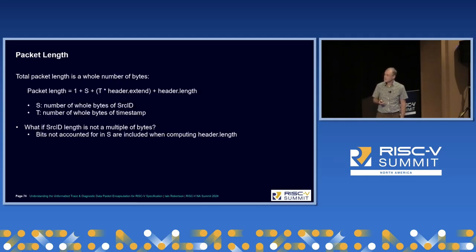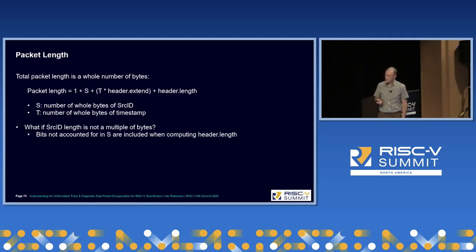Then, the packet length. I mentioned there's a length field in the packet. All the packets after encapsulation are a whole number of bytes in length, and so the total length is based on this expression here. We have a 1, that's the length of the header. S is the number of whole bytes in the source ID. This is the number of bytes of timestamp, and this is the actual payload length from the header. So this tells you how long the entire encapsulated packet is.